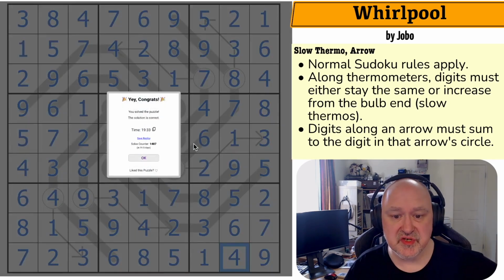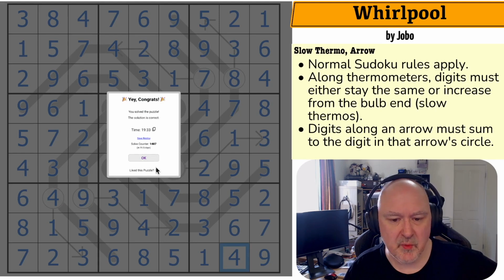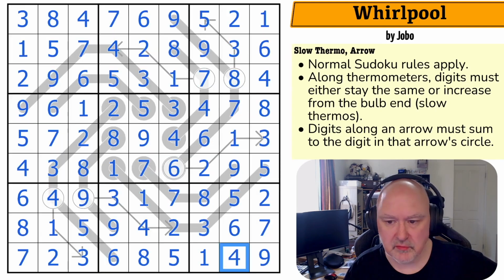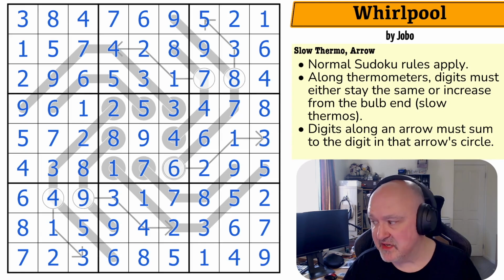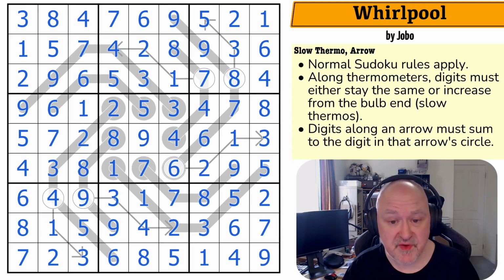And that's the solution to the puzzle. It had 1,400 solves in 100 days. I wonder if this has been solved on a different channel. That is very possible. And okay, it's a very good puzzle. It deserves to be seen. So that's fine. Whirlpool by Jobo, a really nice example of how slow thermos work. So thank you for the puzzle.